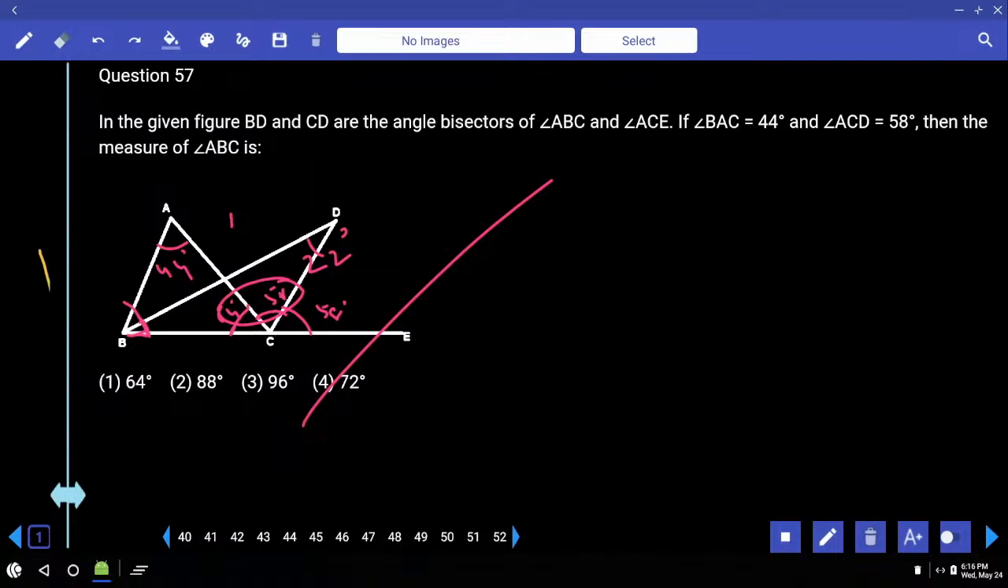CD is angle bisector, that's why we have taken both the angles as 58.